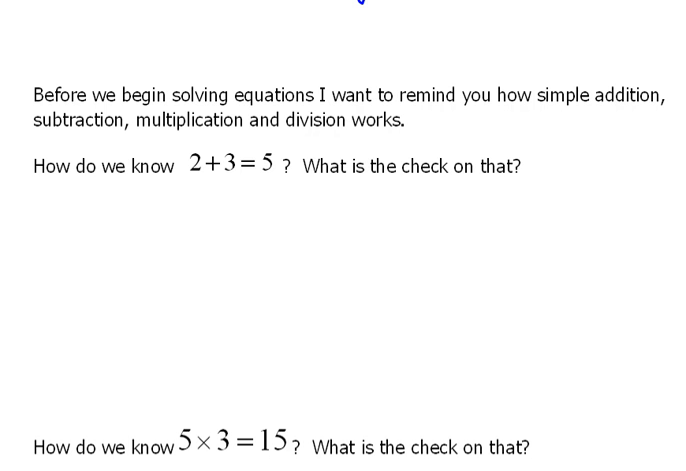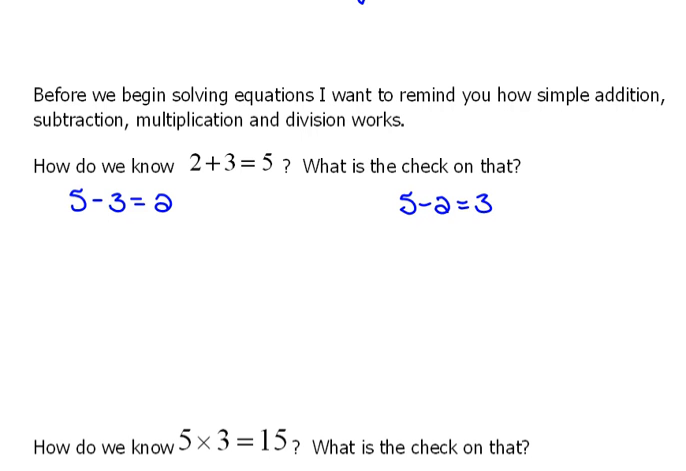Would it be fair to say that 5 minus 3 equals 2? Or we could also say that 5 minus 2 equals 3, right? I'm talking about the relationship between addition and subtraction. Addition is like a forward operation, whereas subtraction is like a backwards operation.